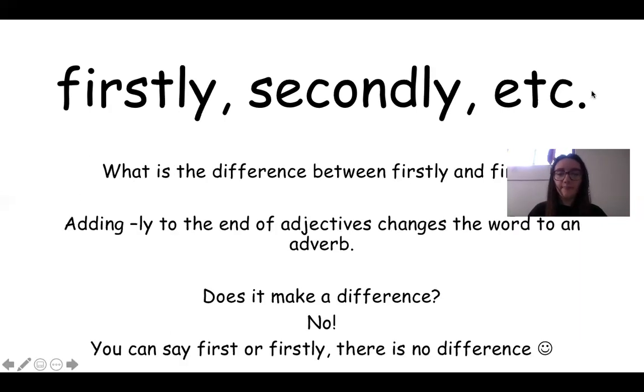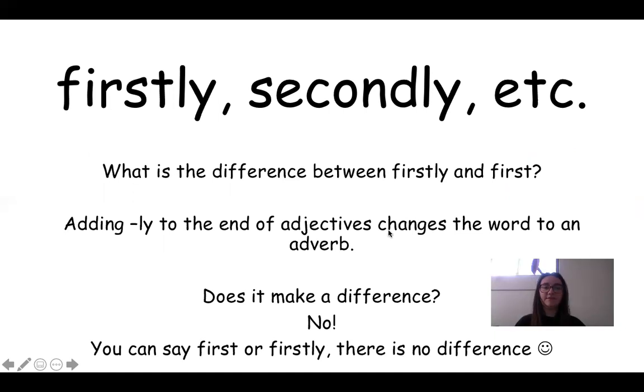Now, the next one I want to talk about is something you probably have heard or seen a lot. When you're giving instructions, you can also say firstly, secondly, thirdly, fourthly. You add this ly at the end. So what is the difference between the word firstly and the word first? Adding an ly to the end of an adjective, a word that describes a person, a place, or a thing, changes the word to an adverb, which is a word that describes an action, right?